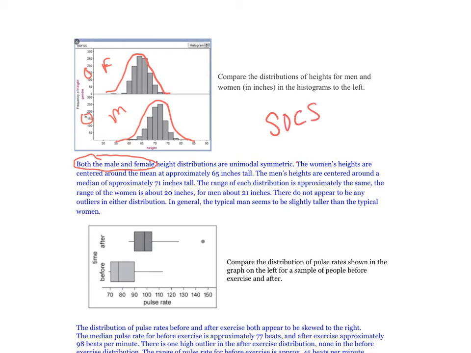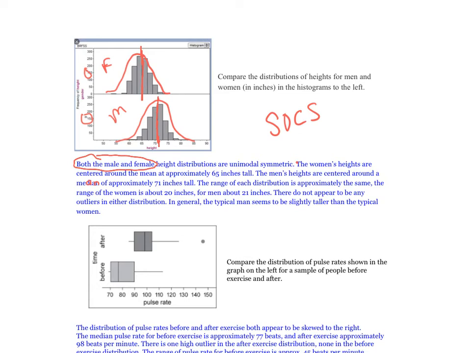Then I said the women's heights are centered around a mean of approximately 65 inches tall, and the men's heights are centered around a mean of approximately 71 inches tall. Okay, and how did I find those? Well, I know in a symmetric distribution that the mean is going to be in the middle. So I just made an estimate based on those numbers where I drew that line, okay?